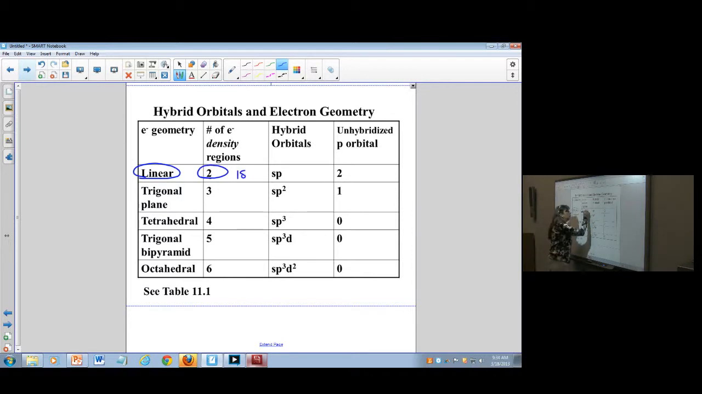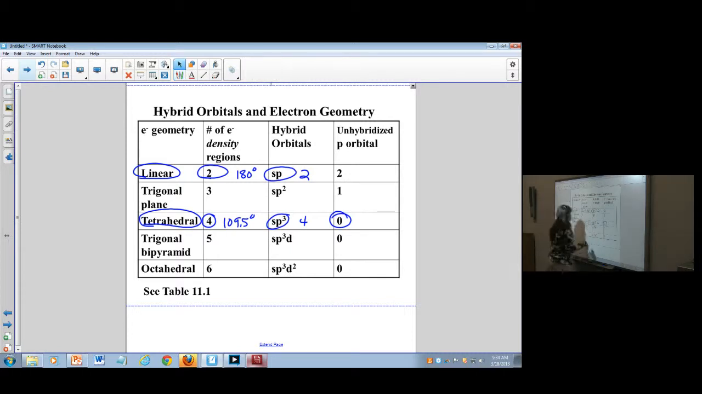We know that's 180 degrees on the ideal bond angle, and we're going to use two sp orbitals. We've also looked at tetrahedral, with four areas of density, which we know from VSEPR is about 109.5 degrees. We have to have four areas of density, one s and three p's, so we have four sp3 orbitals. And in this case, we have no unhybridized p orbitals.